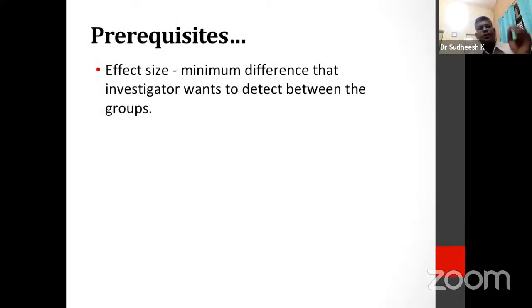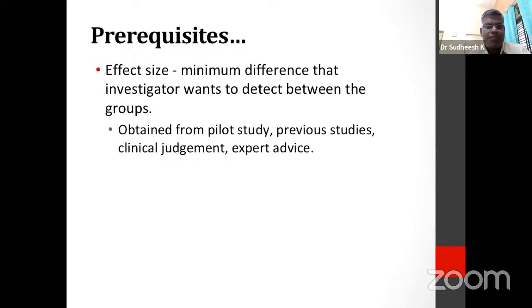Next, the most important prerequisite when you calculate a sample size is known as the effect size. Now, what do you mean by effect size? It's nothing but the minimum difference the investigator wants to detect between the two groups. For example, you are doing a study where you are trying to compare drug A with drug B. To say drug B is better than drug A, what is the minimum difference between the effect of the two drugs that has to be noted?